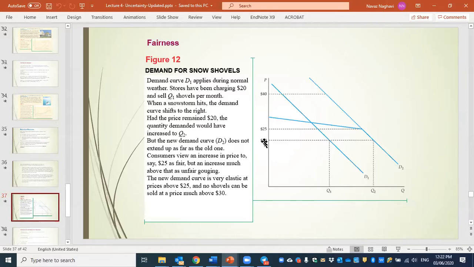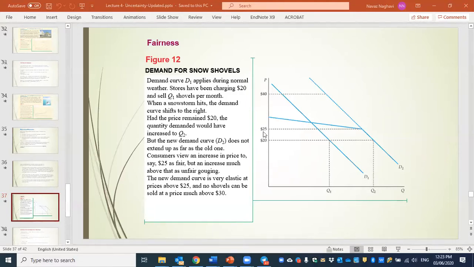Then suddenly, due to a situation, for example a snowstorm, the demand curve is shifting to the right. Okay. So the demand curve is shifting right. Let's say that previously the price has been 20. If the price remains the same, the amount that we're going to demand is going to be Q2. But we know that the price might slightly increase because the demand has shifted, okay? So let's say that we expected the price to go up to 25, because let's say that you have a supply curve. Initially the price has been 20. Now after that, let's say that the supply curve is here. So that's why you expect that the price is 25. And then, yeah, it is fair, it is acceptable.